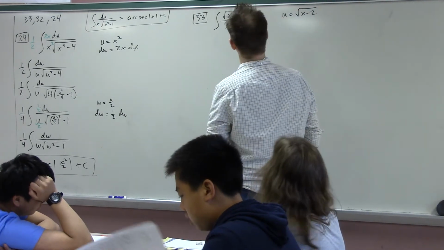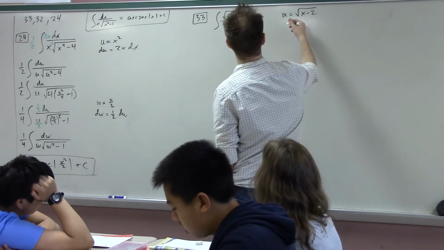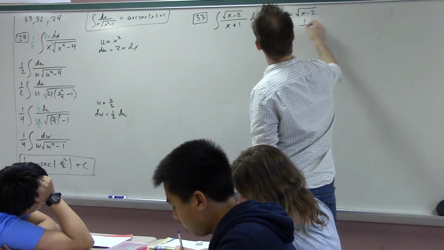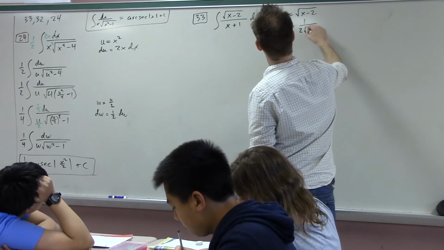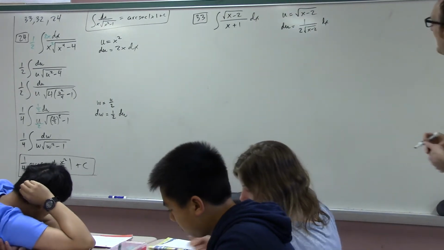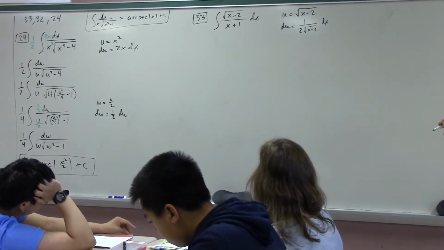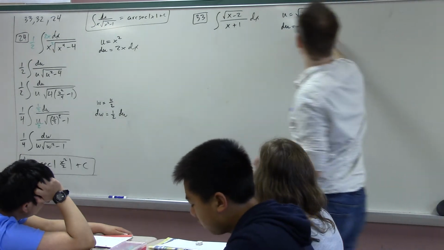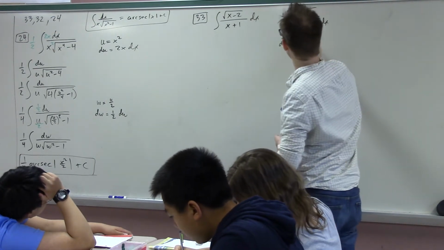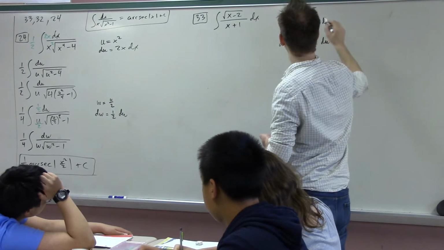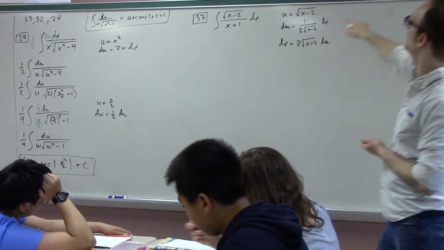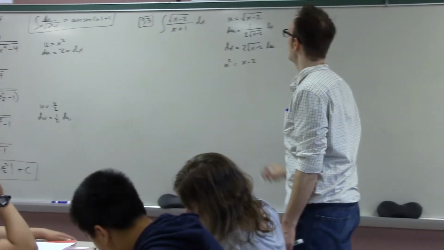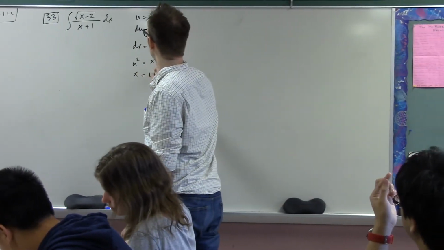Alright, so let's see what happens now. If u is root x minus 2, well, first of all, then du is 1 over 2 root x minus 2 dx. Okay, that seems troublesome because I don't have that in there, so I'm not sure what to do. But let's solve for dx. So dx is 2 root x minus 2 du. And if u is root x minus 2, then u squared is x minus 2, squaring both sides, and in fact x is u squared plus 2.